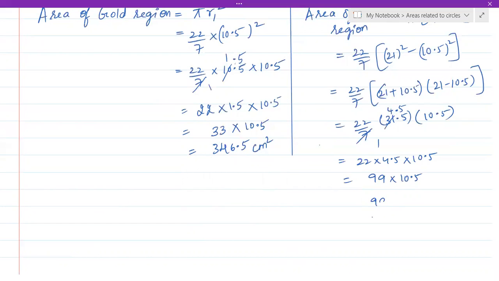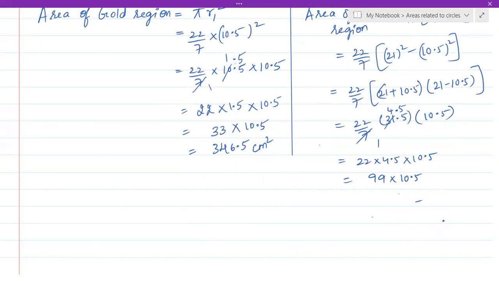Again, the same logic, 99 into 10.5. This 10.5 can be written as 10 plus 0.5. So 99 into 10 is 990. Again, 99 into 0.5. Whenever you multiply 0.5 with any number, that number becomes half of it. So what is half of 99? It is 49.5, isn't it? Add this. So if you add it, how much do you get? It's not 9,000, it's 1,039.5, isn't it? So that will be the answer.